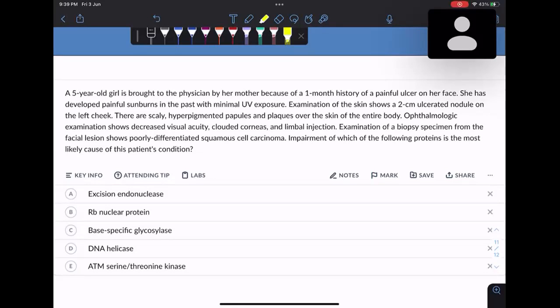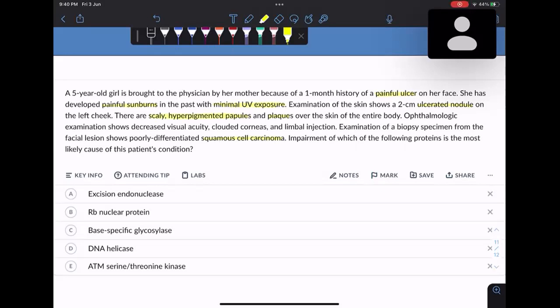Impairment of which of the following proteins is the most likely cause of this patient's condition? As you can see, there's a lot of stuff here and there, but the most important things to highlight are the painful ulcer. She has a painful ulcer, it comes after sunburns and minimal exposure to UV. There's this ulcerated nodule, scaly hyperpigmented papules, plaques. She also has squamous cell carcinoma. She has cancer. So all these things point to xeroderma pigmentosum.